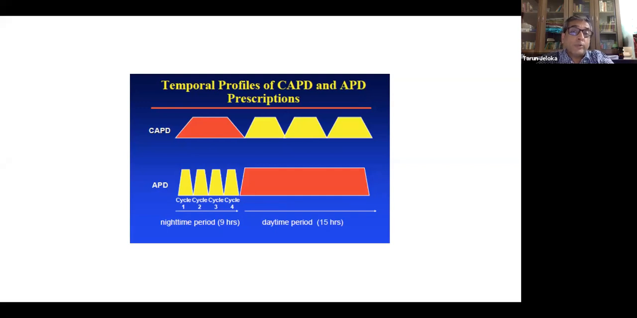And in automated peritoneal dialysis, all the short exchanges are done during night time by the automated machine. And during daytime, they may have the last fill as the longest dwell, which may last from 12 to 14 hours or even longer, right?